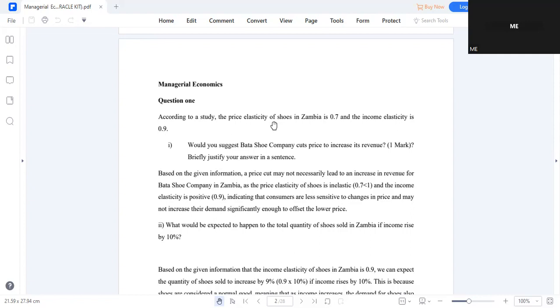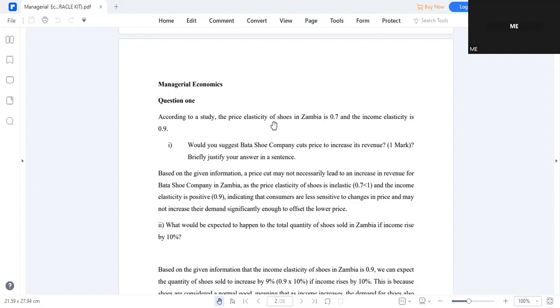Now, if you're going to look at the elasticities that are there, we have 0.7, which is inelastic. And you must understand that elasticity has ranges. Anything below 1 is inelastic. Anything above 1 is elastic, and exactly 1 is unit elastic. What this simply means is, if it is inelastic, the percentage increase in price will not be as much as the percentage decrease in the quantity demanded, because it is insensitive.